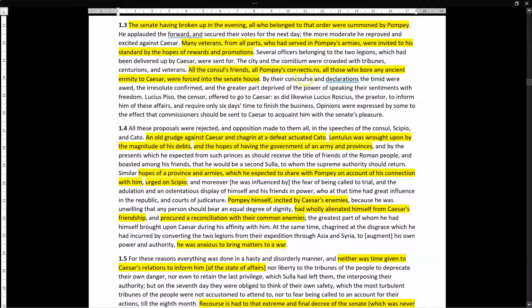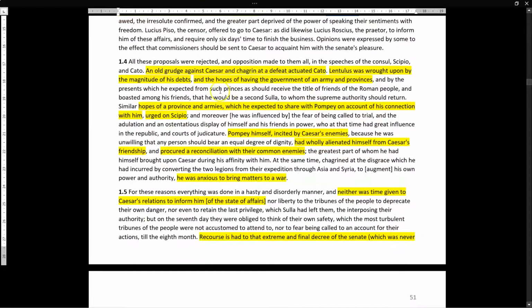All the consul's friends, all Pompey's connections, all those who bore any ancient enmity to Caesar were forced into the Senate house. So Caesar's supporters are now being outnumbered by Pompey's alliance system. They've obviously had a proper falling out at this particular point, and basically they have a discussion about what Scipio and others have suggested and what they're going to do about Caesar. So all the proposals are then rejected, as a result of Scipio and Cato.